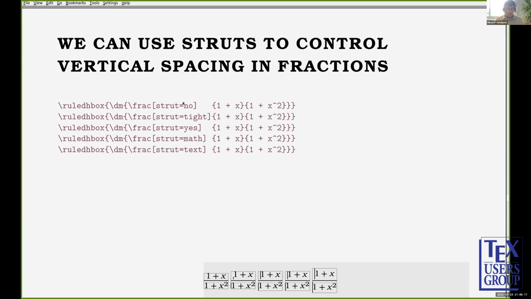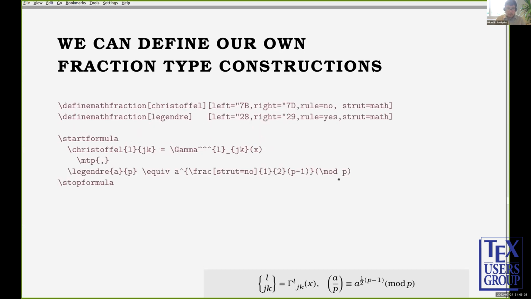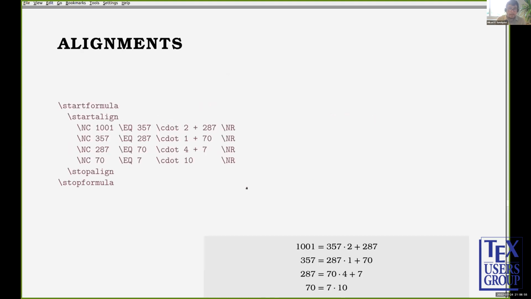So there are different types of struts, and we get some different types of spacing, vertical spacing inside fractions. I think ConTeXt usually has a bit more struts than other packages. We can define our own fractions, and this is just to see that you can define, for example, Christoffel symbols or Legendre symbols and such things via this setup. Alignments, they are of course there.